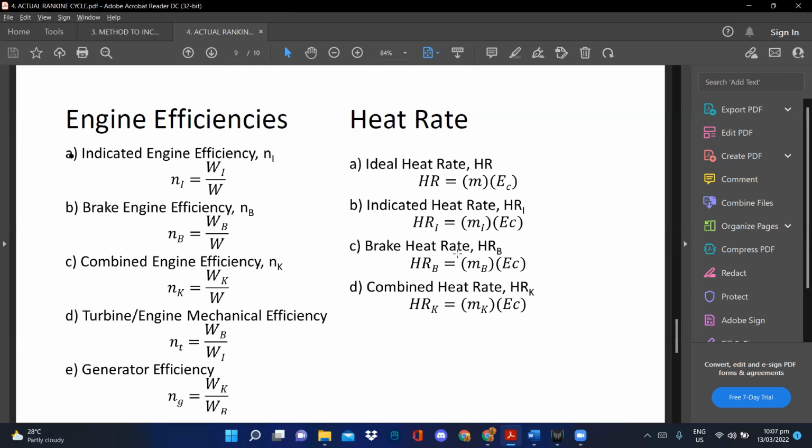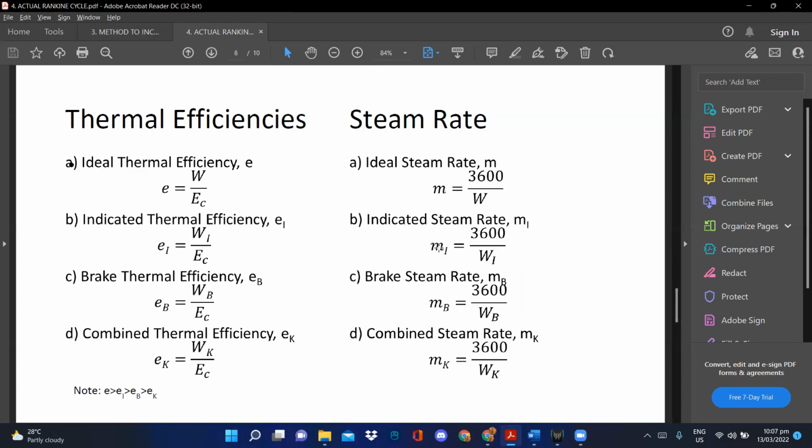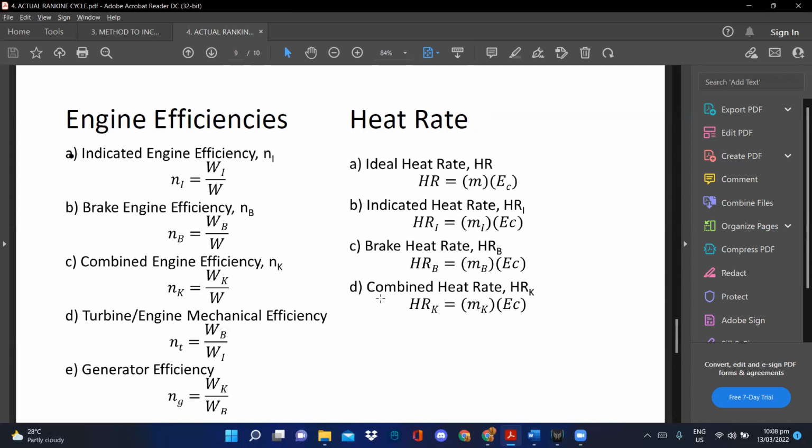For the heat rate, the ideal heat rate is HR equals M times EC. Your indicated heat rate is MI times EC. Then your brake heat rate is MB times EC, and your combined heat rate is MK times EC. So it's just these, we're just mixing them up.